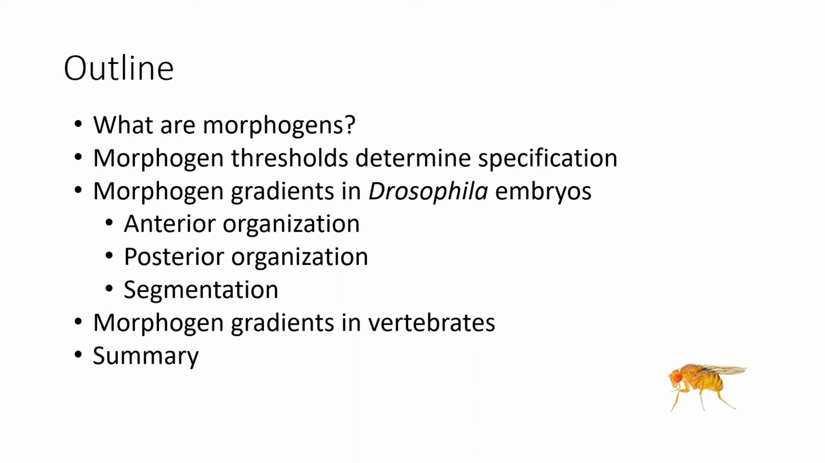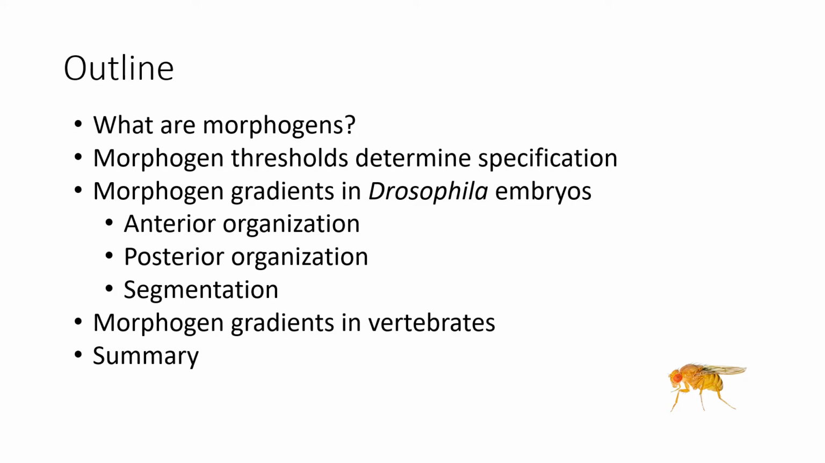For now, I'll just give a quick outline of this presentation. We'll first review a little bit about what morphogens and morphogen gradients are. We'll talk about morphogen thresholds as well. Then we'll take a closer look at the specific morphogen gradients in Drosophila embryos, which organize the embryo from both the anterior and the posterior ends. We'll see how these gradients allow segmentation to develop.